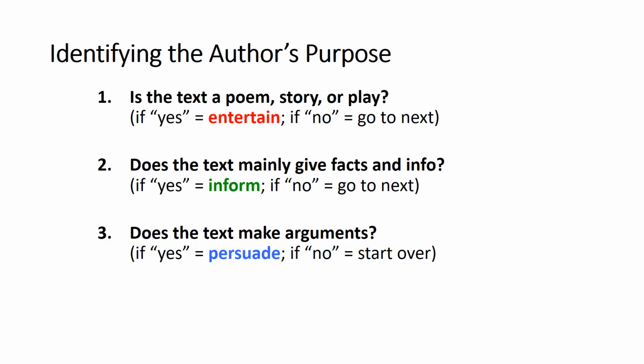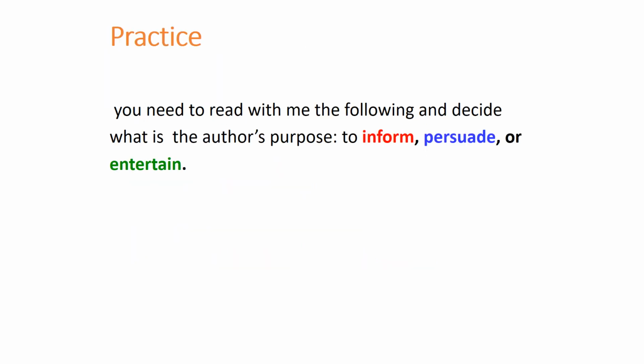So, to identify the author's purpose, we ask ourselves, is the text a poem, story, or play? If yes, then it's entertaining. If no, then we go to the next. Does the text mainly give facts and information? If yes, then the purpose is to inform. If no, we go to the next. Does the text make an argument? If yes, it is then to persuade us. If no, then you will have to start over again to actually try to identify what kind of text it is, what is the purpose of the text.